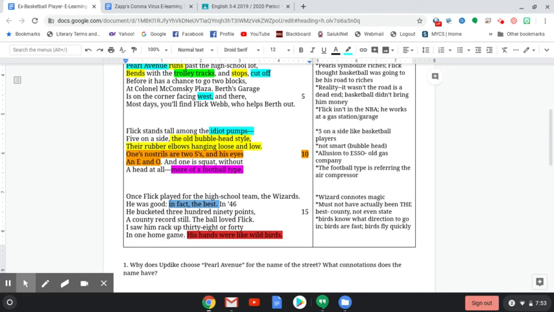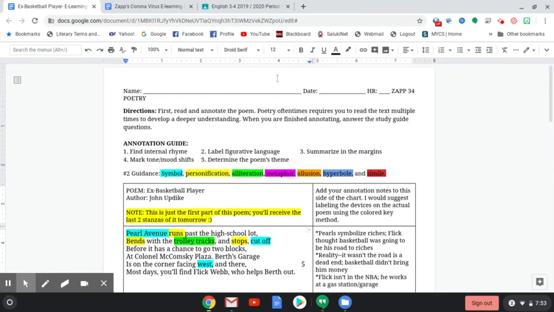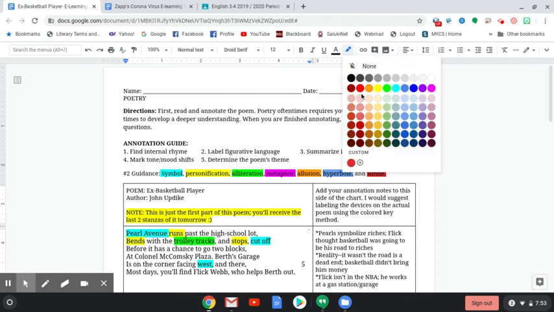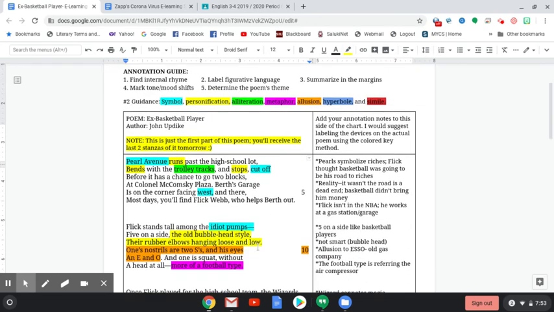The ball loved Flick. Oh, I should have. That's a good personification. Let's backtrack and get that one. The ball loved Flick. Okay, so he was good, right? We're not denying that, right? He broke a lot of records.